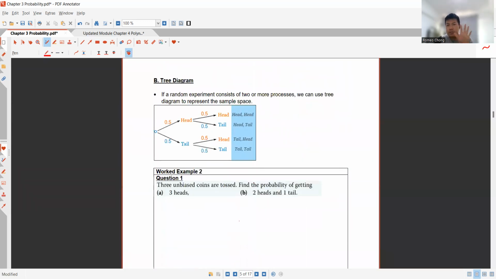What is the difference between possibility diagram and tree diagram? You have to remember this. Please listen. For the possibility diagram just now, if you look at the table that I have constructed, usually it's only one row and one column with the possible outcomes, right? Meaning that for the possibility diagram, for the table type, you can only do it for an experiment that involves 2 processes. If it is more than that, you cannot use the table form.